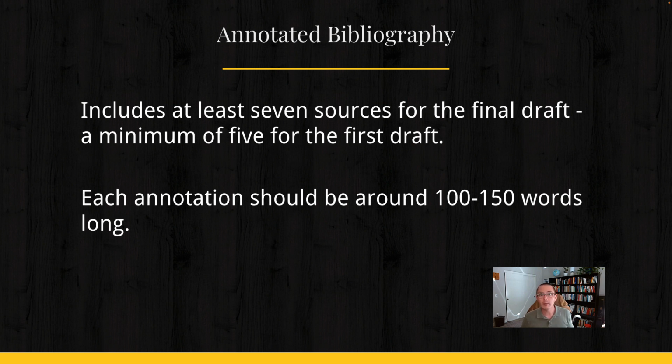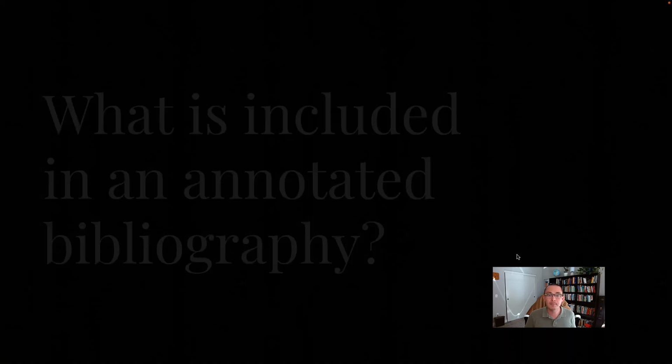The basic nuts and bolts of the annotated bibliography are this. For the final draft, you'll need to have 7 credible sources in that bibliography. And for the first draft, you'll only need to have 5 of them. You can go beyond that if you want, but those are the numbers to have in mind. Along with each source that you're finding, you'll also want to write out a short annotation for each source that describes what's going on in the source and also why the source is important for your research. Don't worry, I've got an example here in a moment to show you what that looks like.